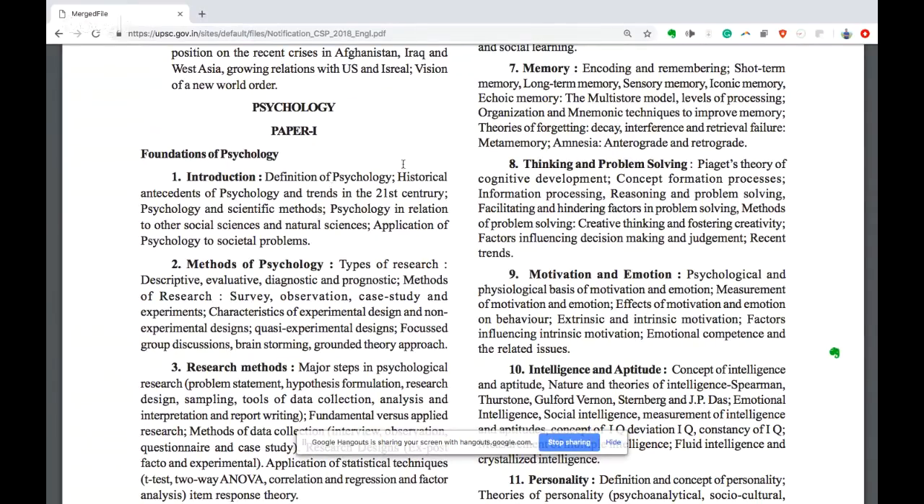Then what is expected is basically the history of psychology, how this branch of study developed, and what its recent trends are, and how psychology is a social science or is it a natural science, and how scientific methods are employed within it. Then we have how psychology is connected to other social sciences and natural sciences. Example, how is it connected to criminology, or to law, or to political science or anthropology.